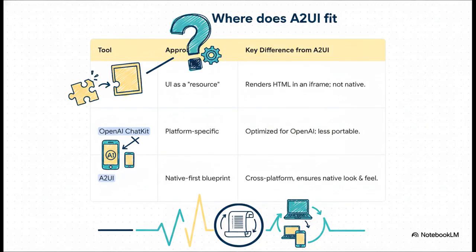So, you might be wondering where A2UI fits into the whole landscape of tools. This table lays it out really well. You've got older methods that treat UI like a resource and stick it in an iframe, which we know isn't really native. Then you have amazing tools like OpenAI's Chat Kit, but they're often built for one specific ecosystem. A2UI's sweet spot is that it's a native-first blueprint designed from day one to be cross-platform and interoperable.